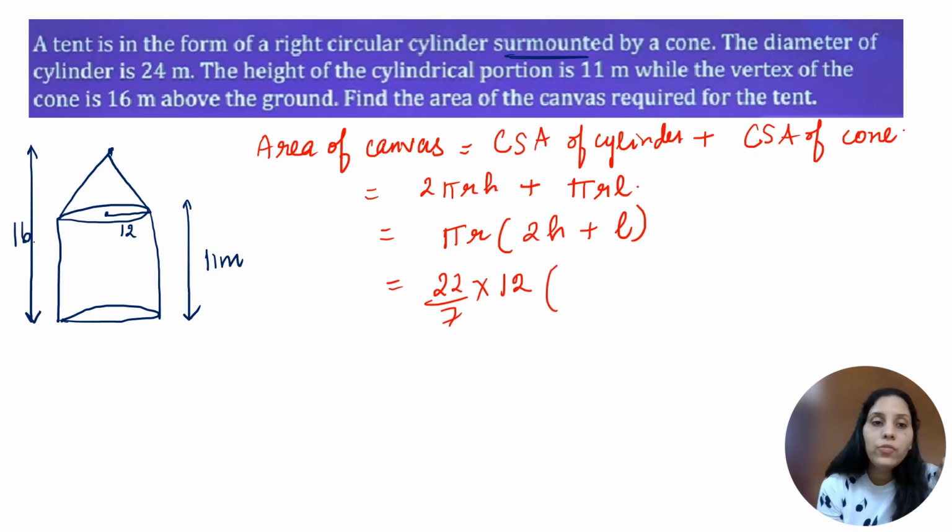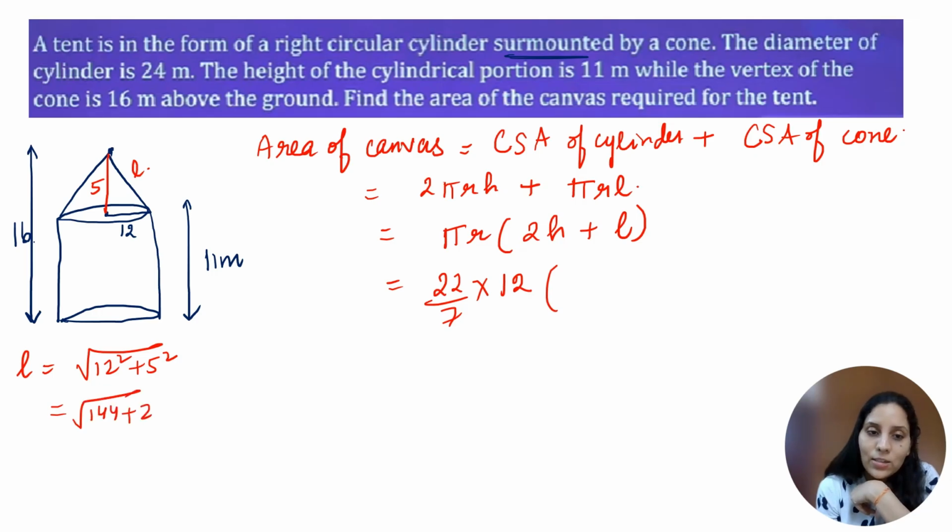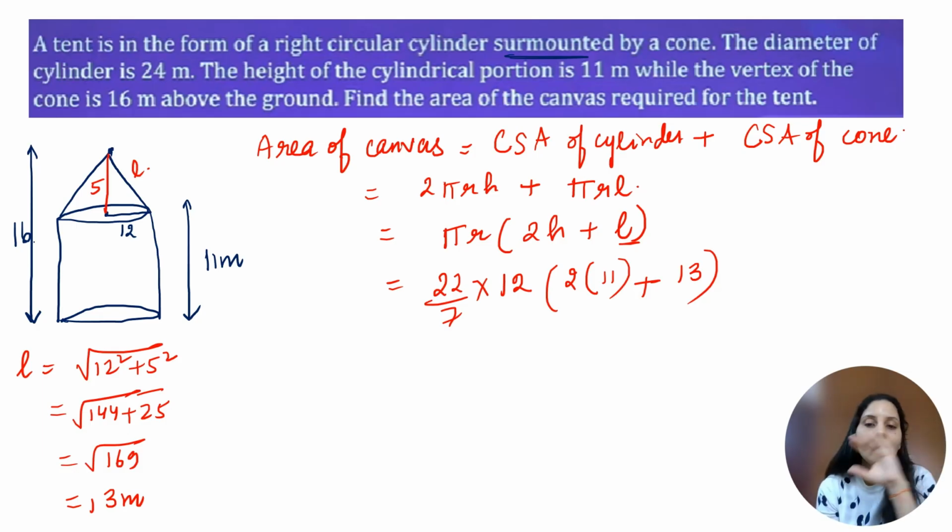What is slant height? For that, first, if the whole figure is 16, how much will the height of the cone be? 16 minus height of the cylinder 11, that is 5. Now to find the slant height, we can use Pythagoras theorem. Slant height is equal to root over 12 square plus 5 square. So root 144 plus 25, which will be root 169, and it is 13 meter. So slant height here is 13. 2 into height of the cylinder is 11. That's it. You just need to substitute the value and work on your calculations properly.